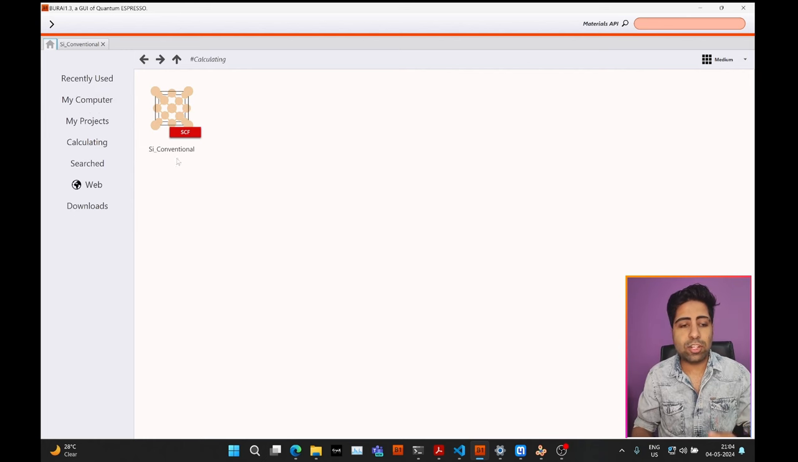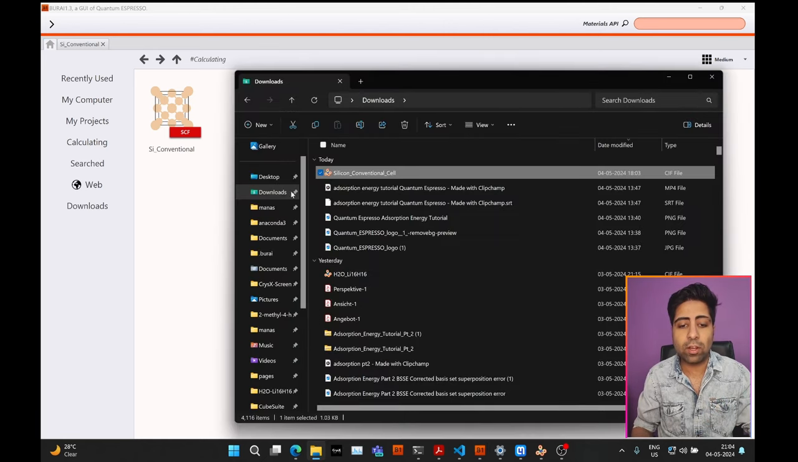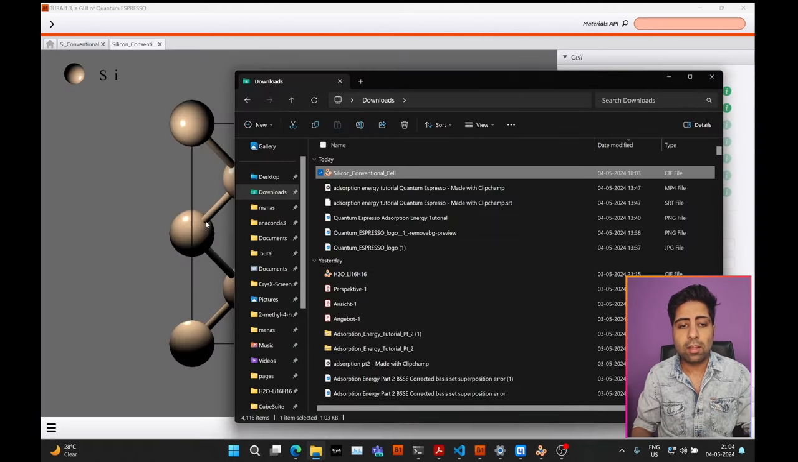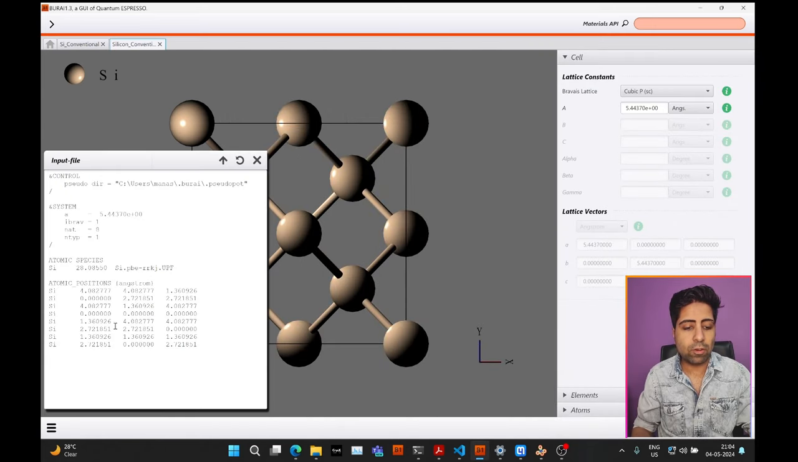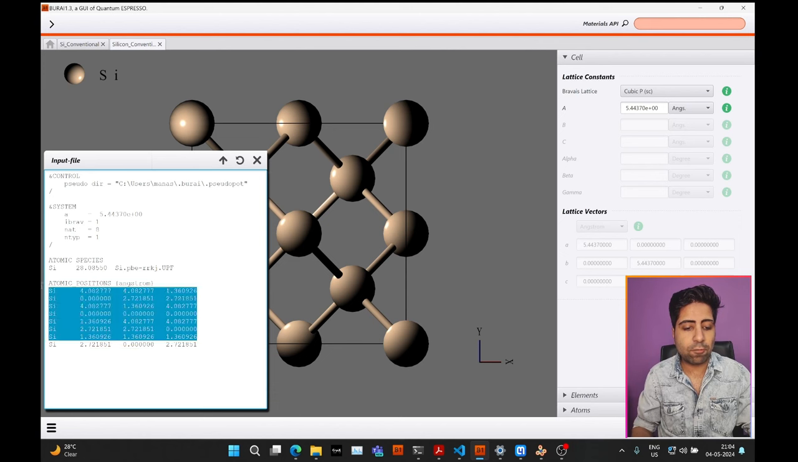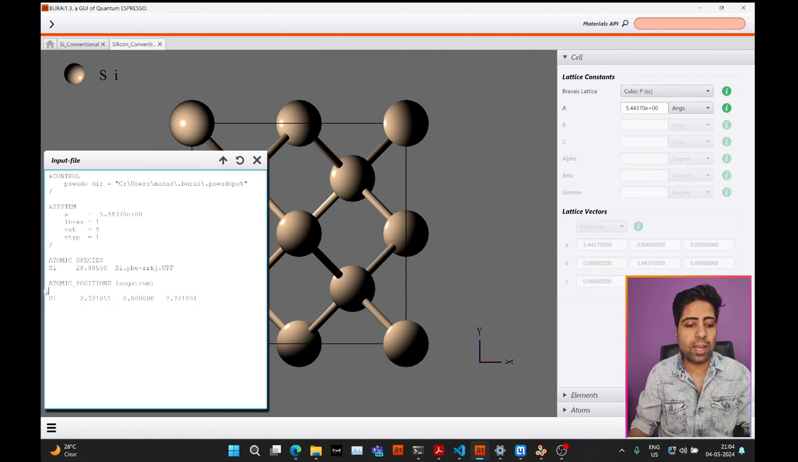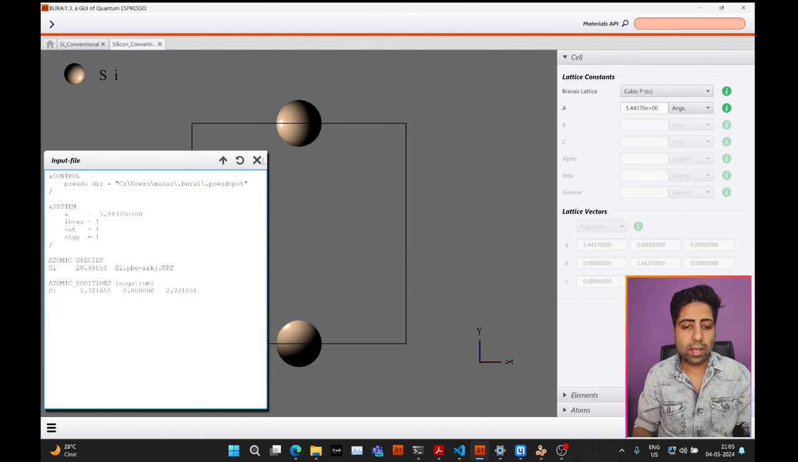Now, while this calculation is running, let's go ahead and run the calculation for the isolated silicon atom. So once again, let's go ahead and import this CIF file. And what we'll do is we will come to this input file over here and get rid of the 7 silicon atoms and just let 1 silicon atom remain there, and reflect these changes.